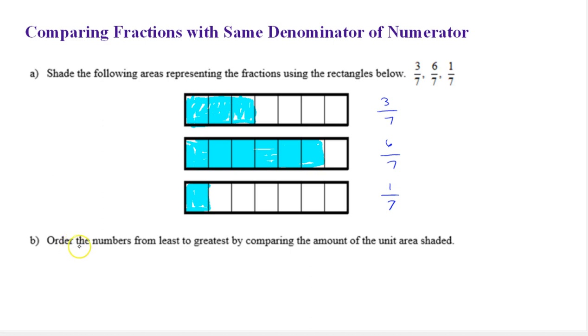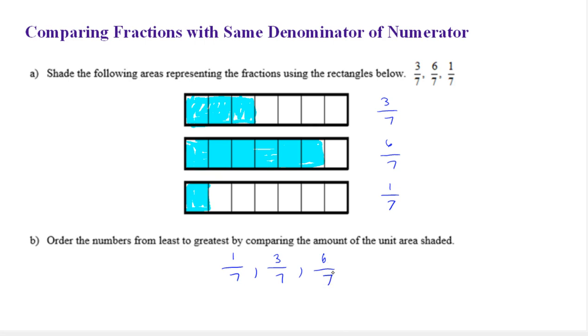And now we're asked to order the numbers from least to greatest by comparing the amount of the unit area shaded. Well, looking at these diagrams, since they're cut into the same number of pieces, we can see that this is the least amount shaded, which is 1/7. So we're going to write that first, comma. The next least amount shaded, or the middle one, is 3/7. And the last is 6/7.